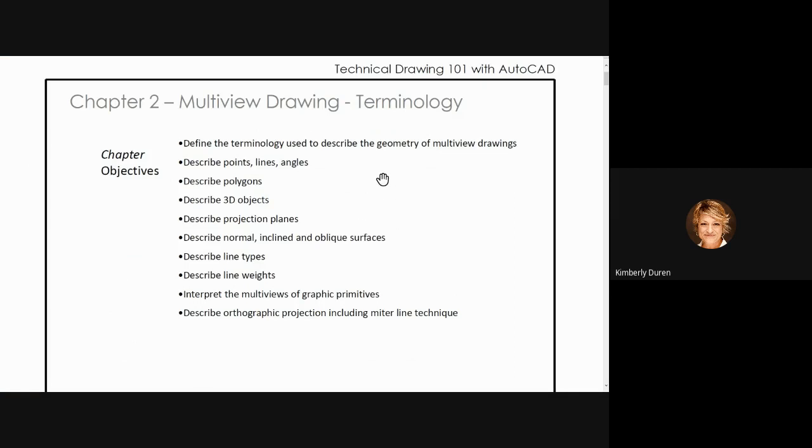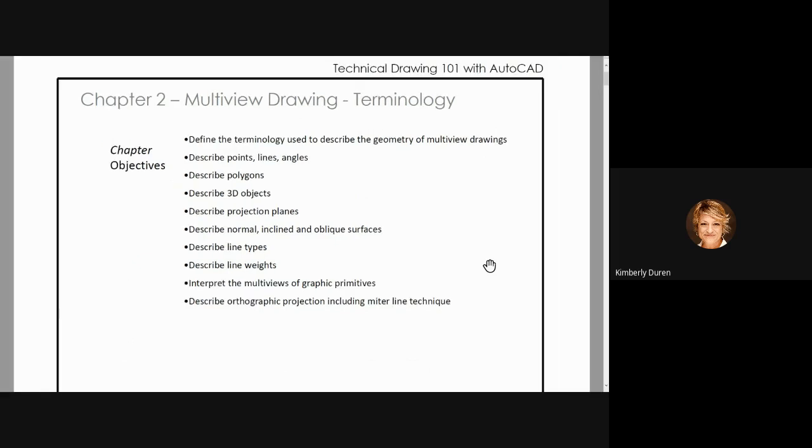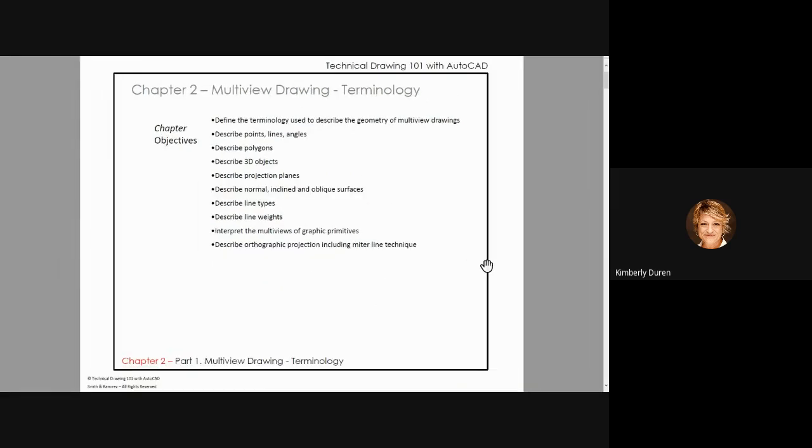So this goes over the terminology that we're going to review. You guys may know this terminology, but some of it's a refresher, and it was certainly a refresher for me. Zoom out on this a little bit. There we go. All right.